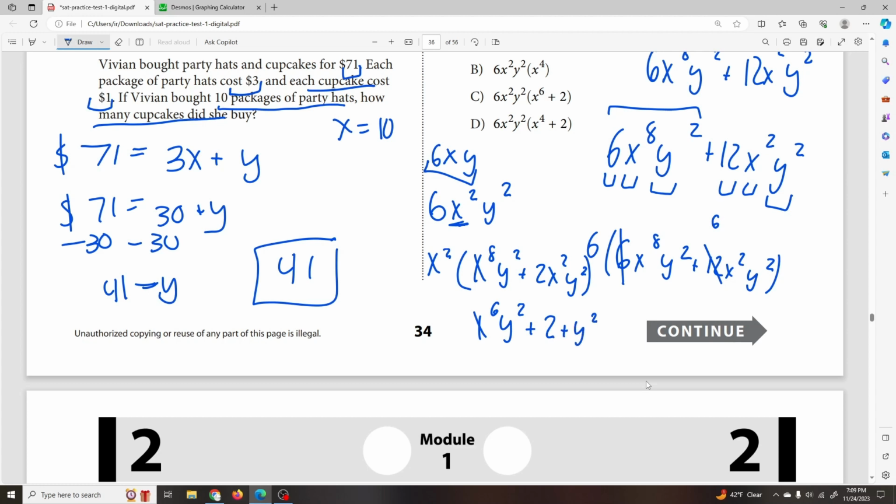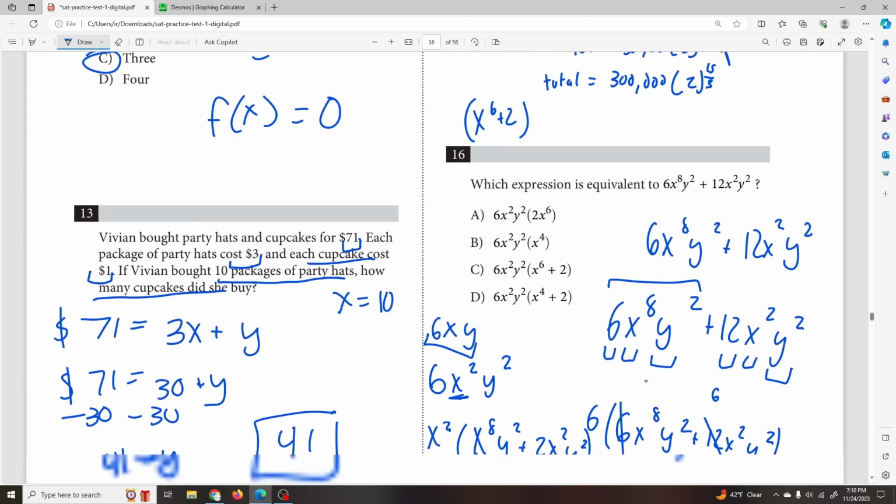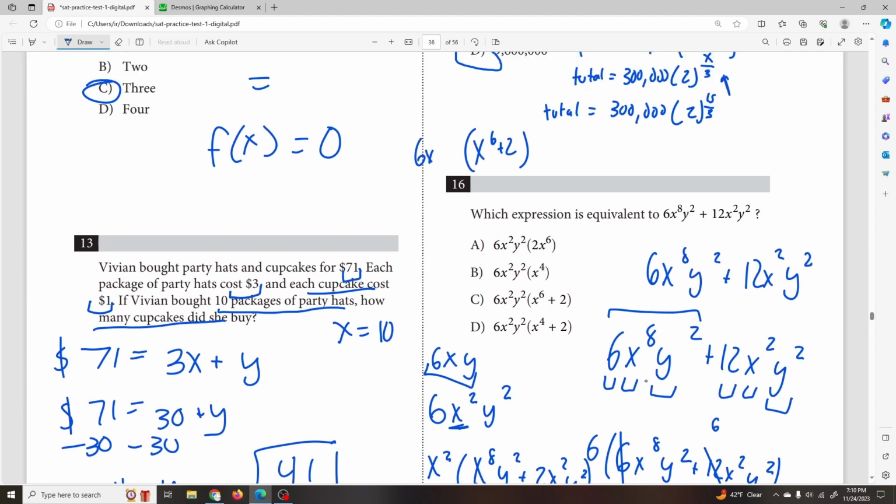The last thing we have to do is take out y squared, which means we divide by y squared. And we get x to the power of 6 plus 2. So here we have x to the power of 6 plus 2, and now we have to multiply it by everything we took out, which is 6x squared y squared. And that's going to be choice C. That's all we had to do there.